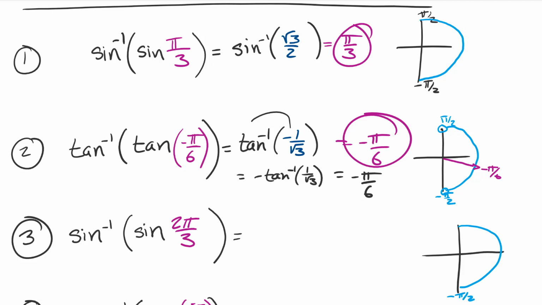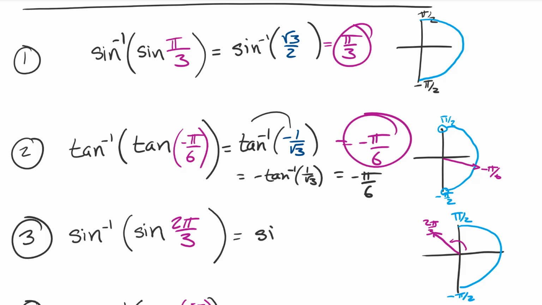Sine inverse is between negative pi over 2 and positive pi over 2. 2 pi over 3 is up here. That angle is 2 pi over 3. That's not within the range of sine inverse, so that won't be the answer. It can't be the answer. Sine inverse can't pop anything out bigger than pi over 2. So that's impossible. So let's just see what happens.